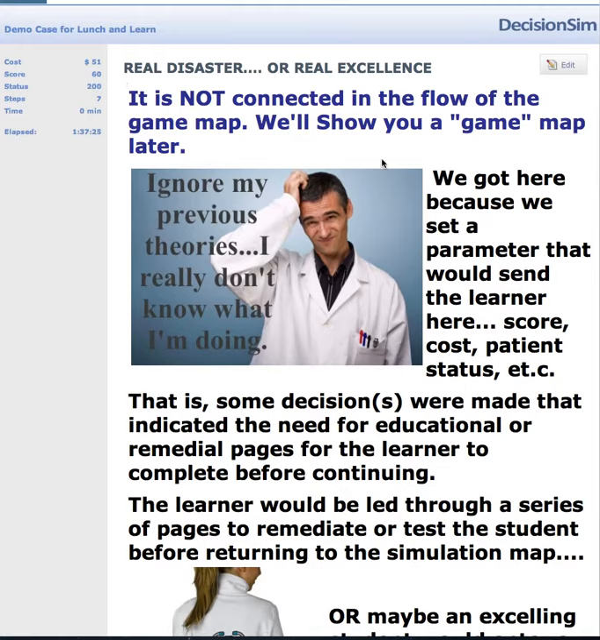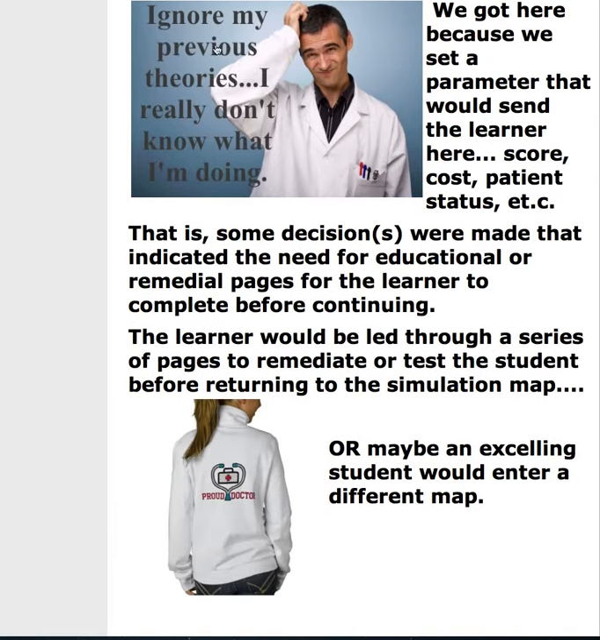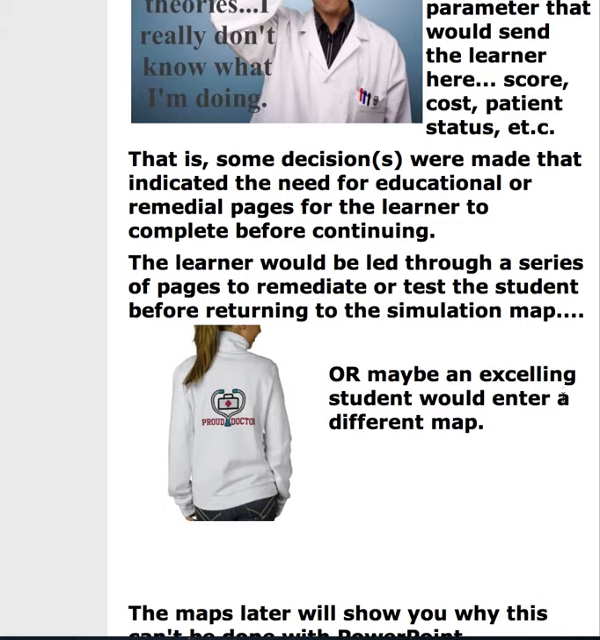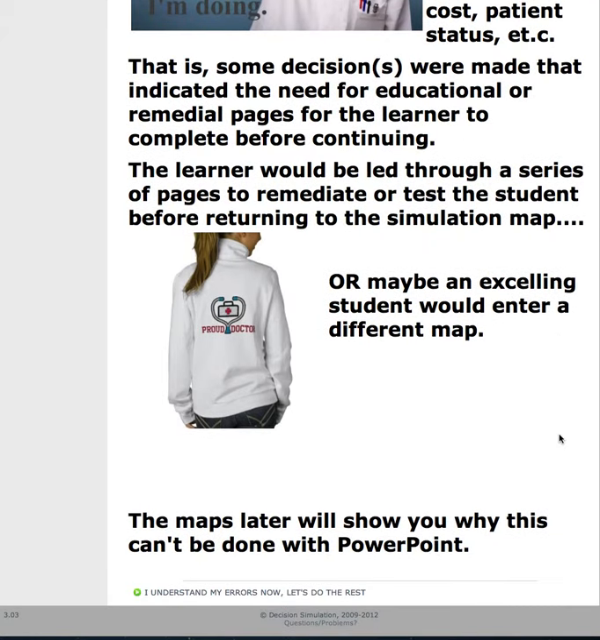So we could say we have a disaster page. It's not connected to the flow of the game. We'll show you a game map later. Well, you ignored all my previous instructions, and we got here because the parameter that I set, rules, sent the learner here a score, a course, a patient's status, etc., and some decisions were made that indicated need for educational or remedial work. Or maybe an excellent student would enter a different map and do some other things. The map later will show you why this can't be done with PowerPoint.